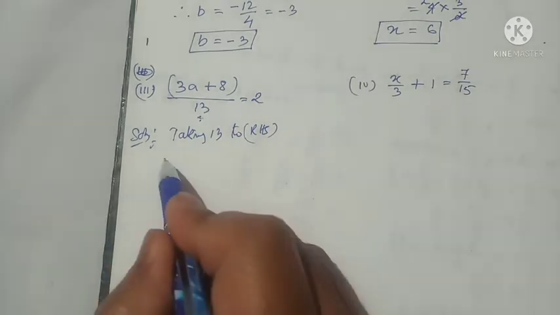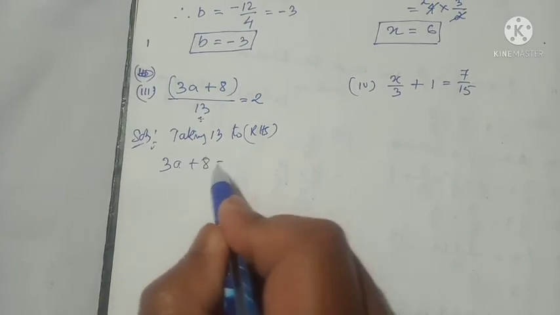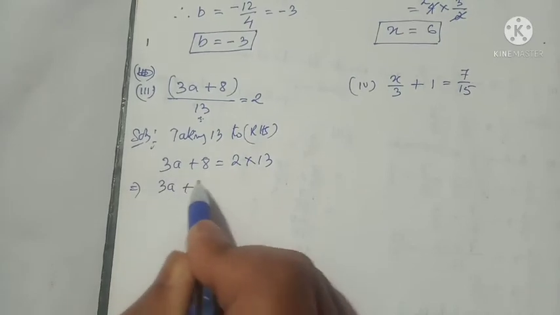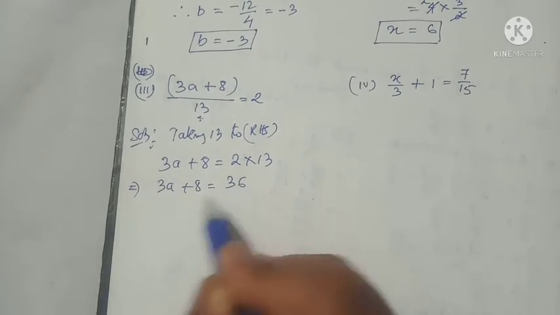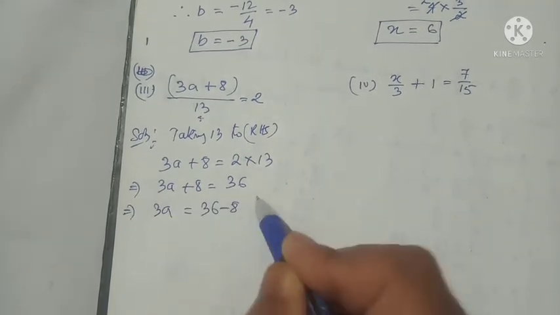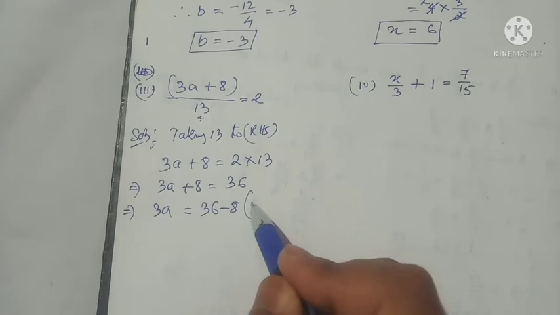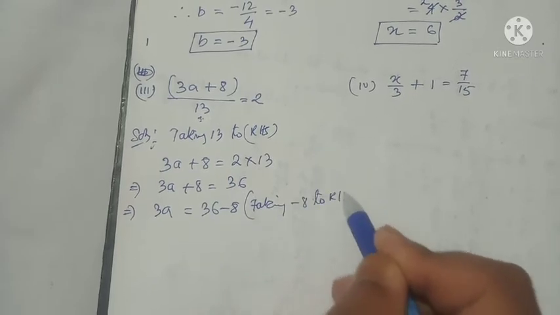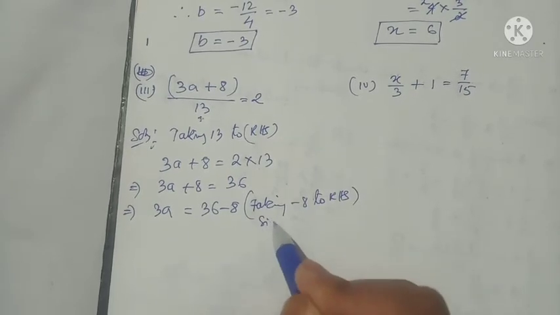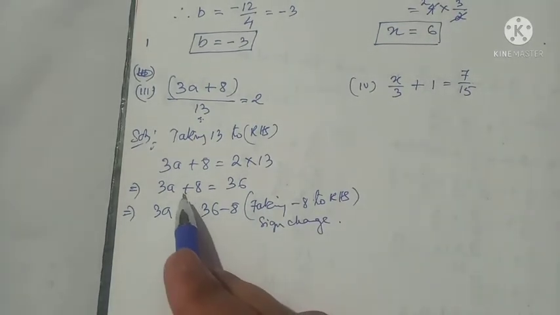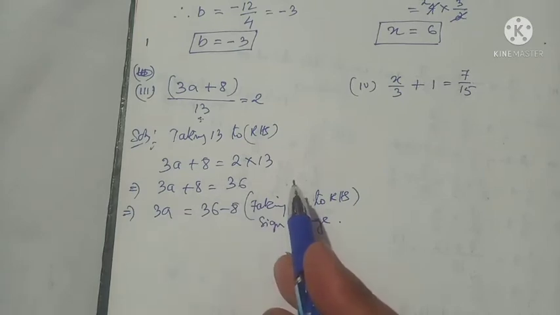Understand? Here comes 3a plus 8 is equal to 2 into 13. Here comes 3a plus 8 is equal to 26. Now again, 3a is equal to 26 minus 8. Taking minus 8 to the right hand side, the sign will change. Here it is plus; if you go to this side, the sign will become minus.